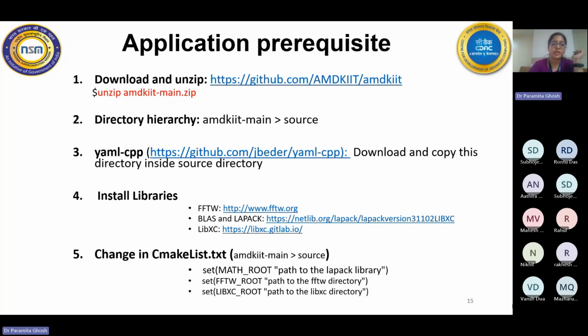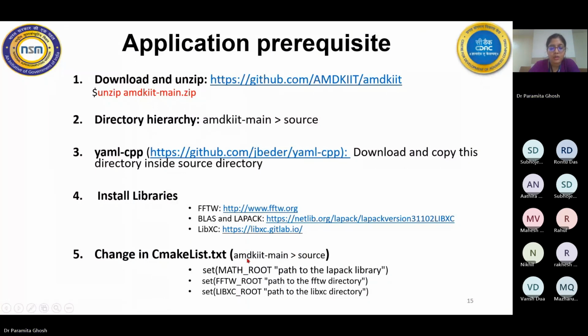After that, you will see there will be a directory AMDKIIT-main, and inside that there will be a directory source. Then inside the source directory, you have to download the YAML CPP library. After that, you have to install FFTW, BLAS, LAPACK, and libxc. After the installation, you will see there is a CMakeLists.txt file inside the source.